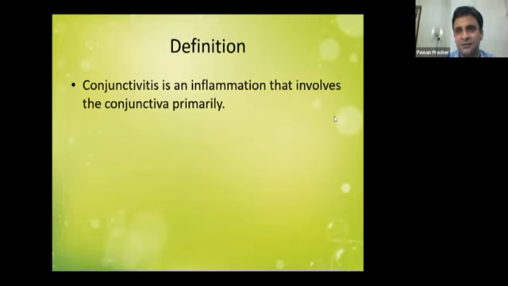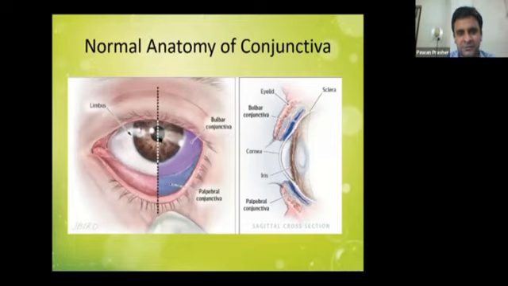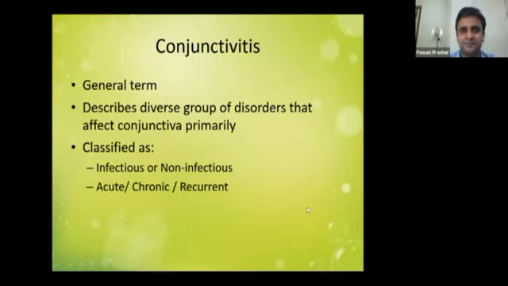So to start with, the definition of conjunctivitis, as we all know, is an inflammation that involves primarily the conjunctival tissue. And as we all know, the normal anatomy of the conjunctiva is basically a mucous membrane which covers the ocular surface. We have two main parts, bulbar conjunctiva and palpebral conjunctiva. And on the profile or sagittal section, you can see the conjunctiva reflects on itself, and you have the folds at the upper and lower ends known as upper fornix and lower fornix.